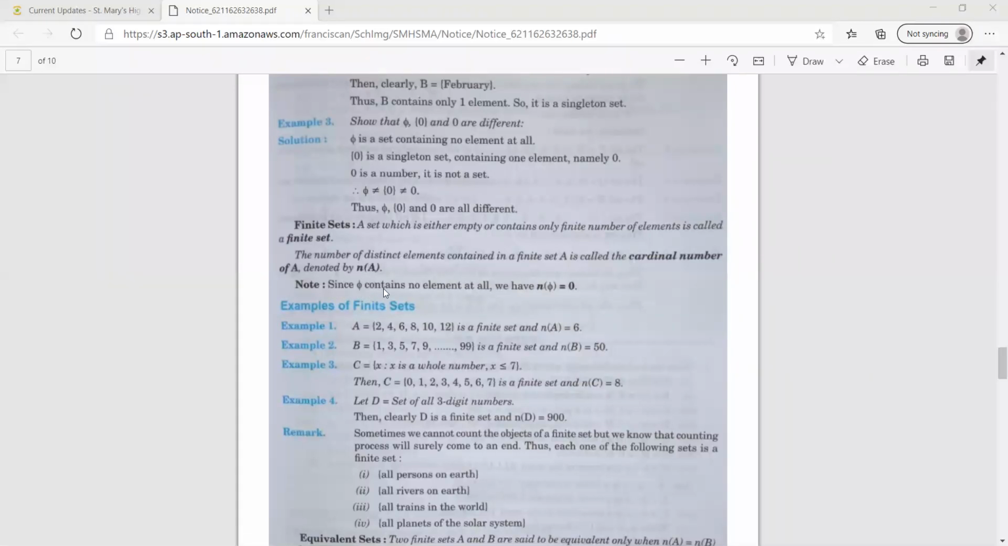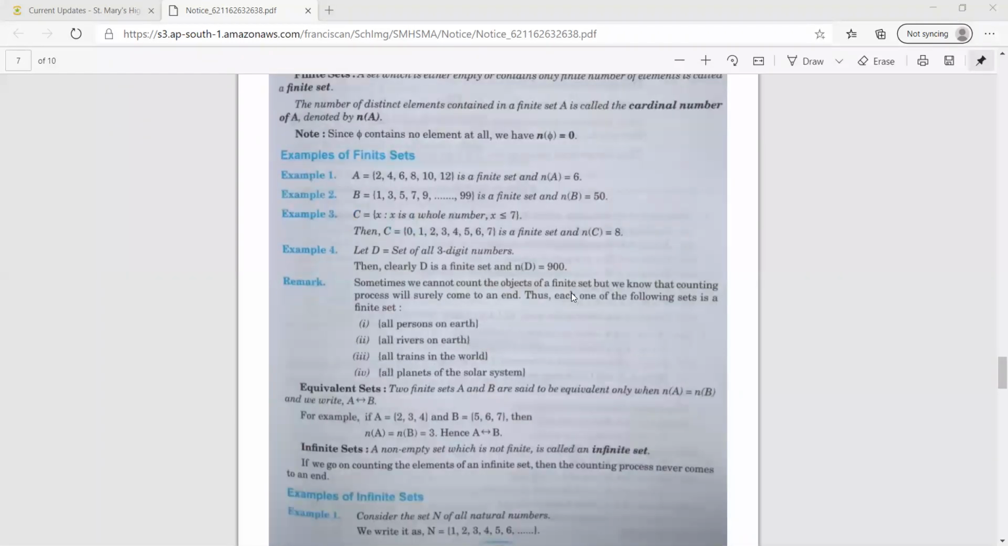Since an empty set contains no element at all, the cardinal number of the empty set equals 0. So there are no elements in an empty set, so the cardinal number will be 0. Then, examples of finite sets. Here there is a mistake in the printing. It needs to be E over here.